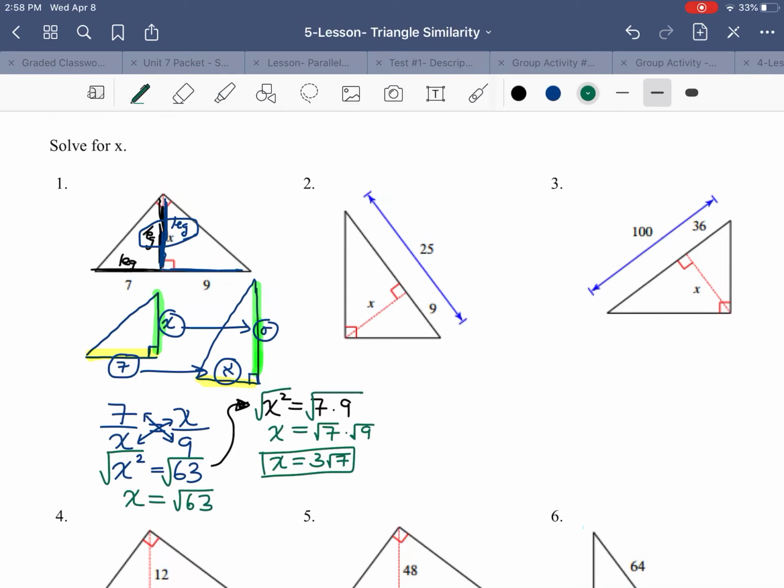Now, that's a lot. We want to streamline this.